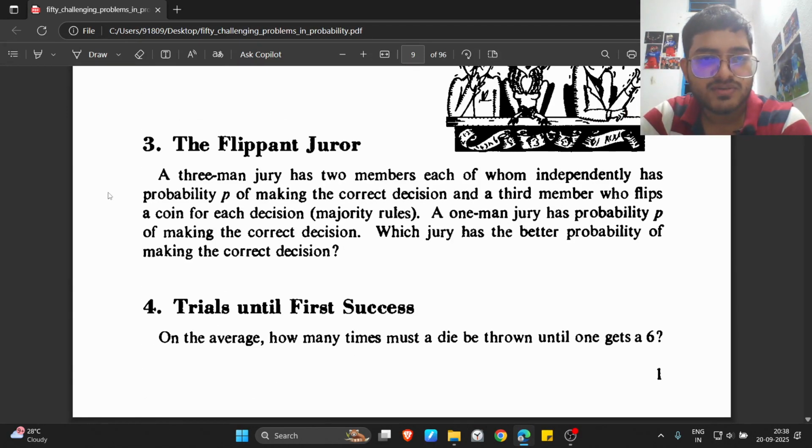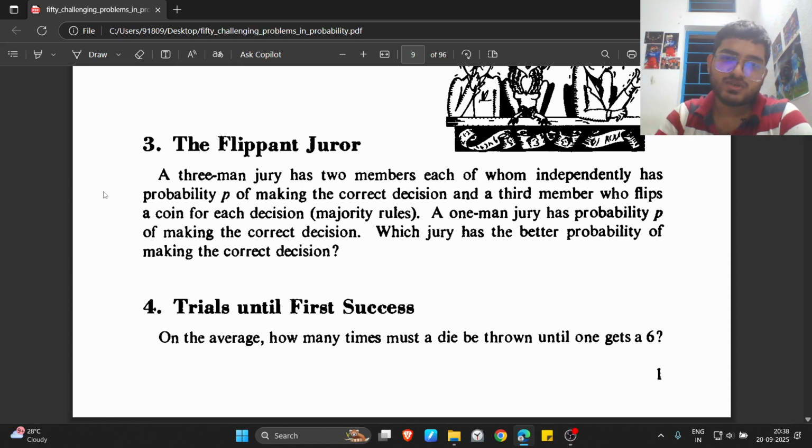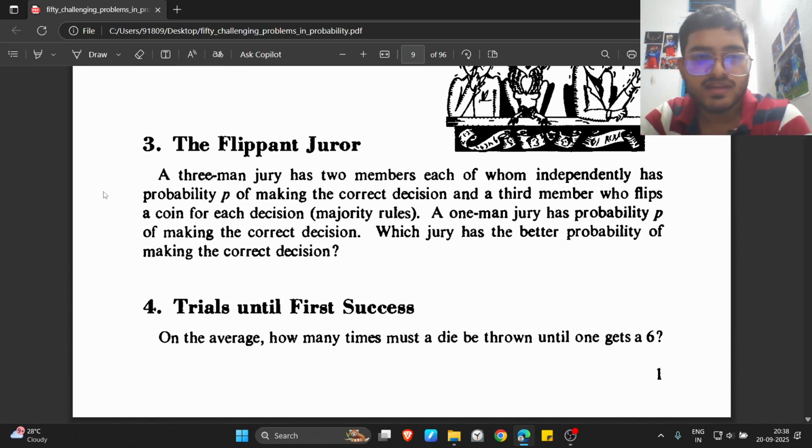And this is the flip and juror problem. A three-man jury has two members, each of whom can independently answer the question correctly with probability P. And the third member flips a coin. After flipping the coin, he makes a decision. And the majority of these three rules.